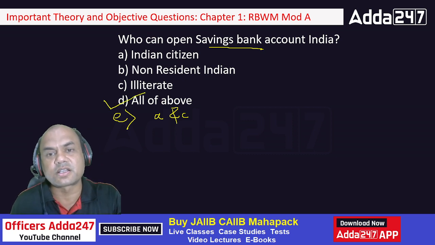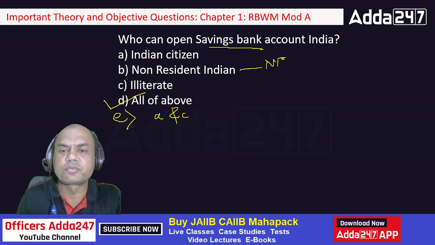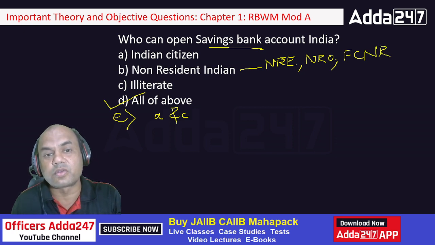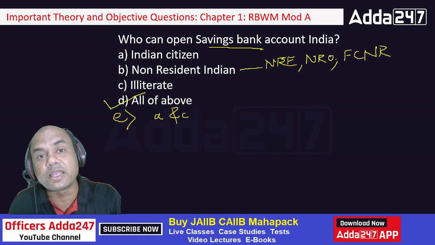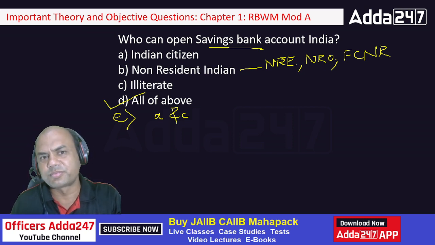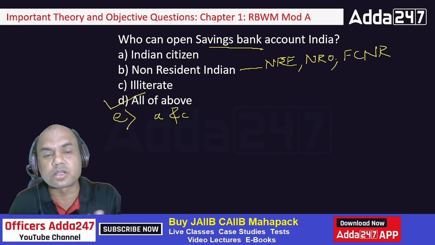NRI also has accounts. NRI has accounts of mainly NRE, NRO, and FCNR. These are the three main accounts of NRI. Okay. Even illiterate can open the account. Any Indian citizen, even the minor, can open the account. But of course, with the guardian, there is a sub-condition to this. If the minor is about 10 years, that minor can open a sole account.